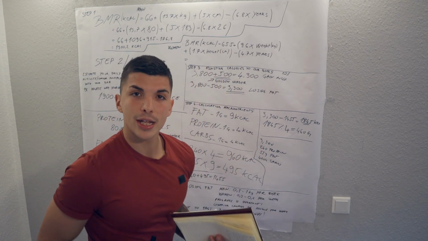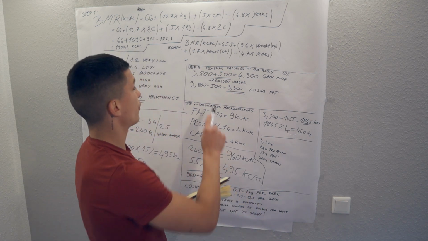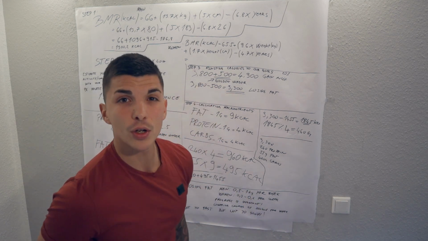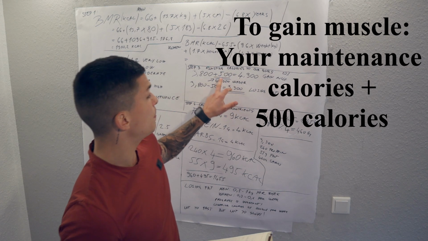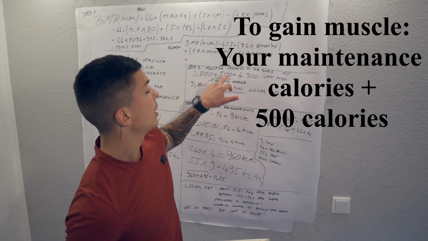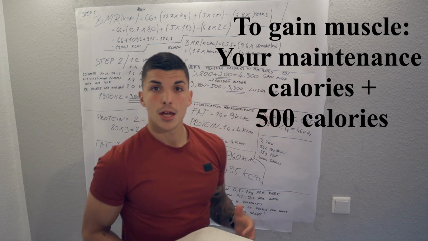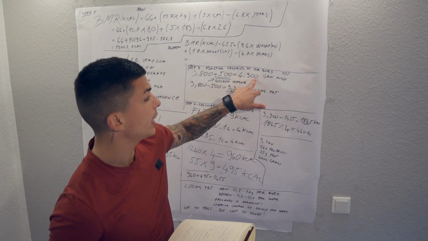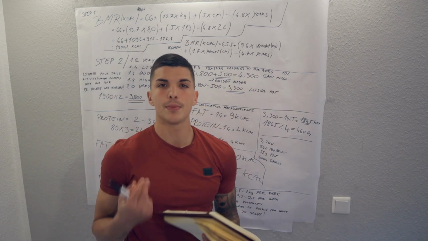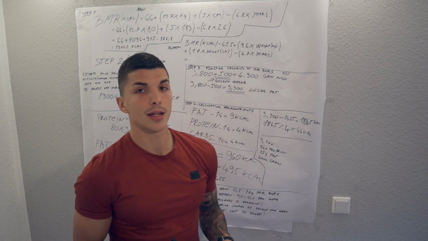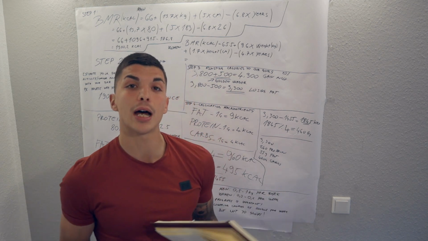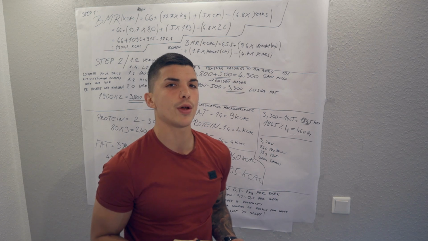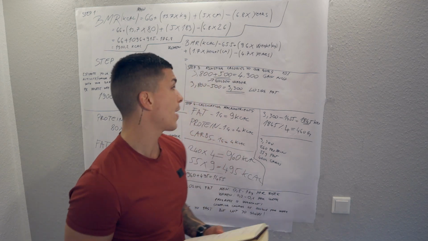So when we already have our maintenance calories, which for me are 3,800, if I want to gain weight, I simply add 500 calories. So it's 4,300 calories to gain muscle. If I want to gain muscle, I'm going to eat every day around 4,300 calories, which is also very correct. I also tried it and it's correct.